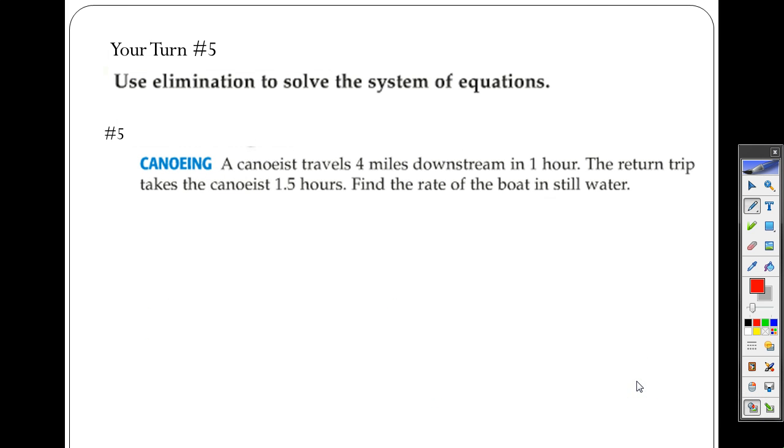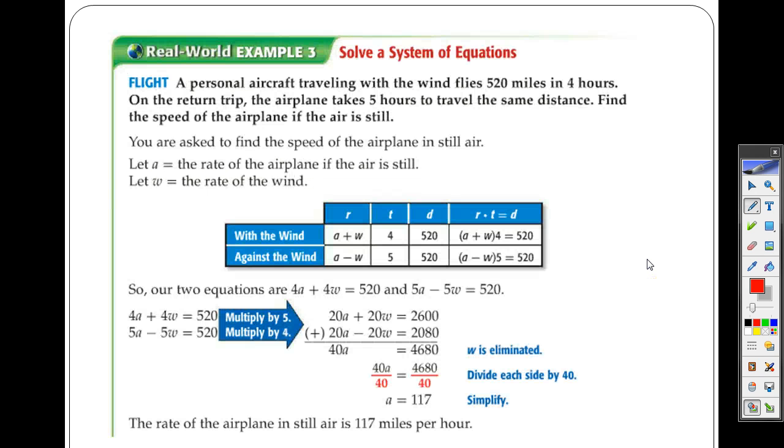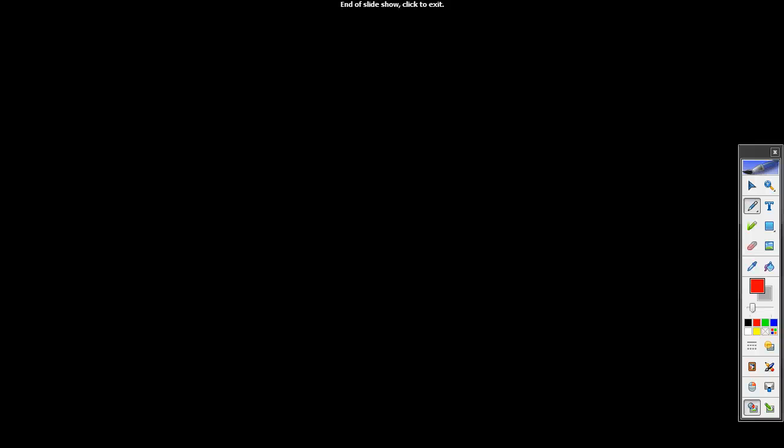Okay, so here's your turn. Number 5. Use elimination to solve the system of equations. Canoeing. A canoeist travels 4 miles downstream in 1 hour. The return trip takes the canoeist 1.5 hours. Find the rate of the boat in still water. So just like the example we had in the previous one, if you need to rewind and watch the video there, go ahead and do that and solve for number 5.